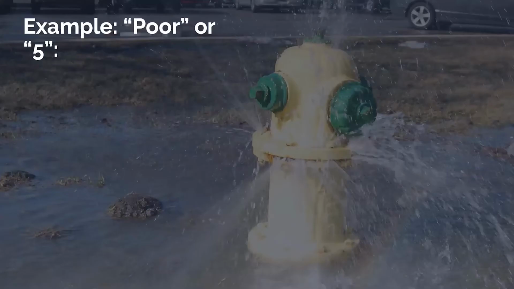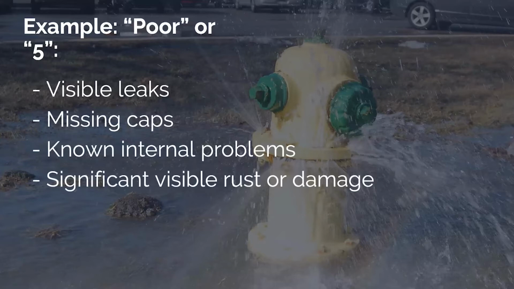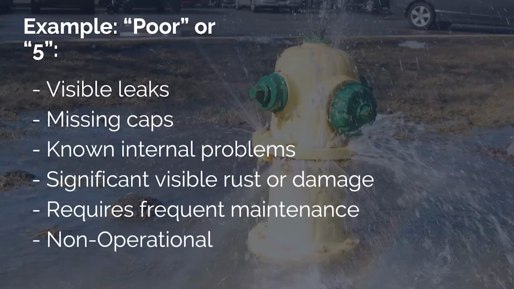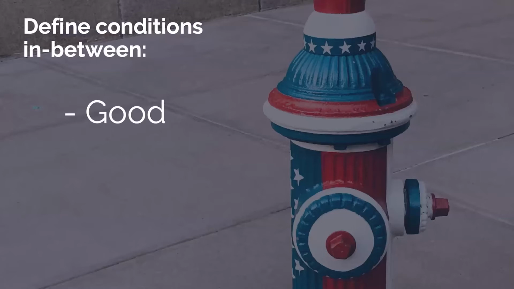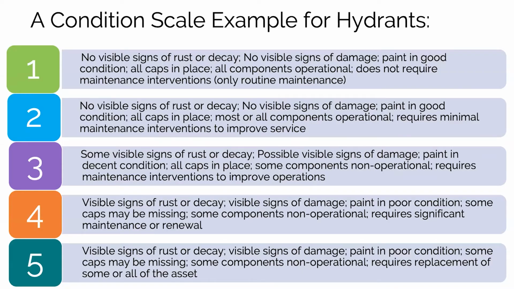And then we go to the other end of the scale and say, okay, well, what's poor? Well, maybe visible leaks, missing caps, known internal problems, significant rust or damage, maybe it requires more frequent maintenance, or maybe it's completely non-operational. And by doing that, you've essentially defined criteria for the opposite ends of the scale, and then you can use those to define the conditions in between, the good, the average, the fair, the 2, the 3, the 4. Haley just pushed out a document that you can use as a reference.